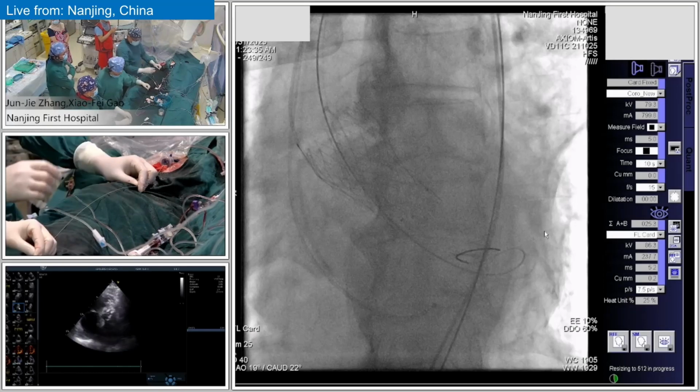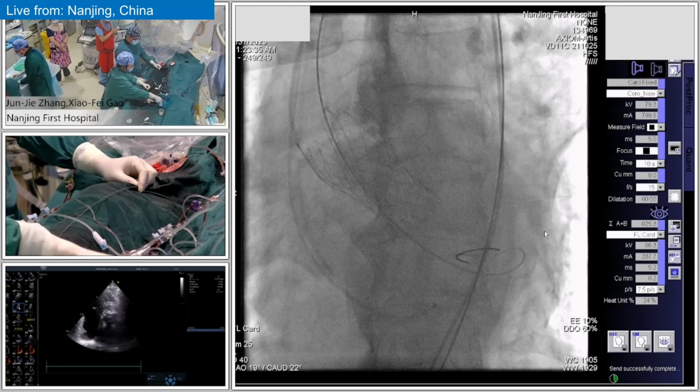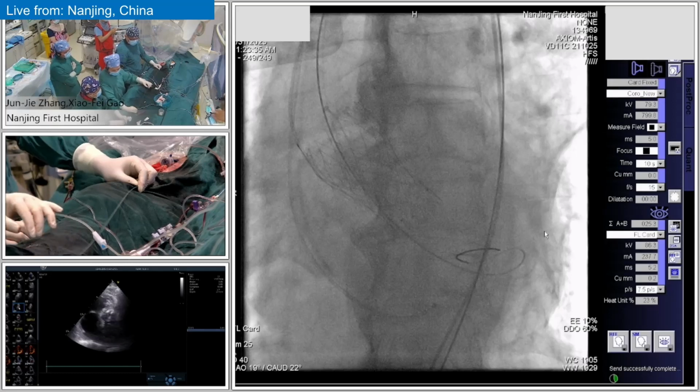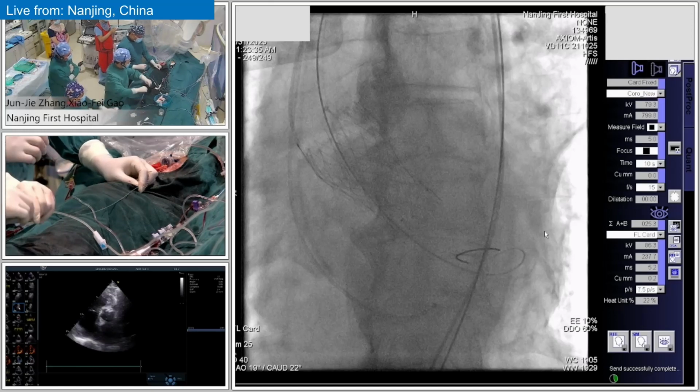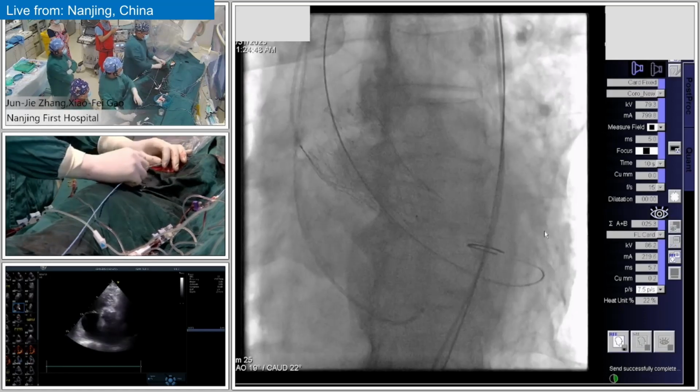Exchange with the pigtail. Pacing to 70 degree, 70 BPM. Yeah, good. So next step, I think the position is good. Then we will exchange with the pigtail to evaluate the gradient. Then I will do a cine of the aortic root angiogram to evaluate the PVR degree.